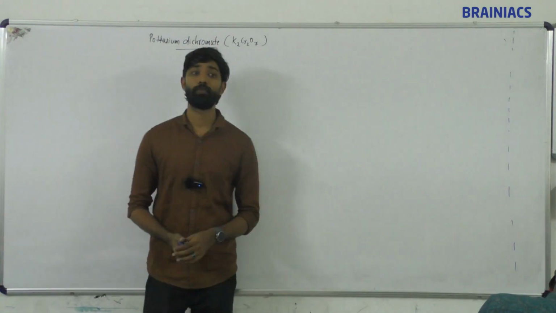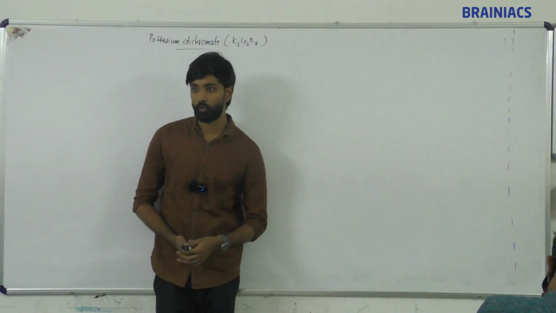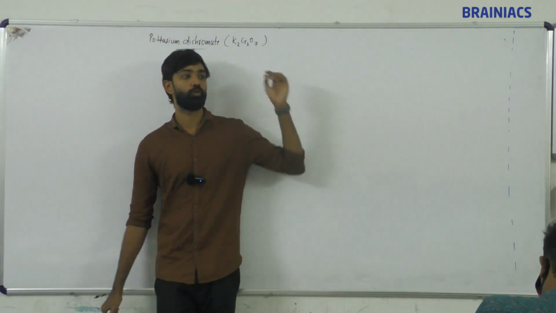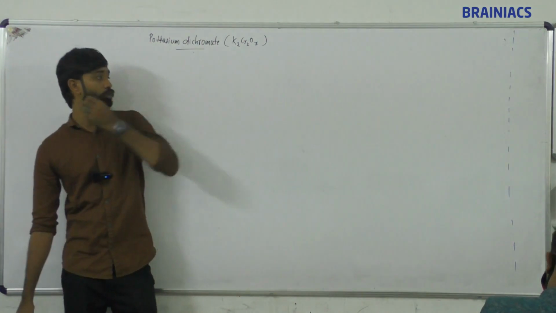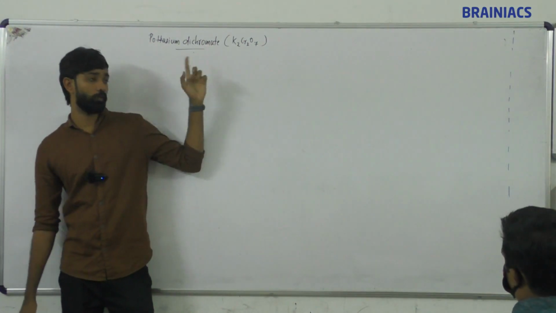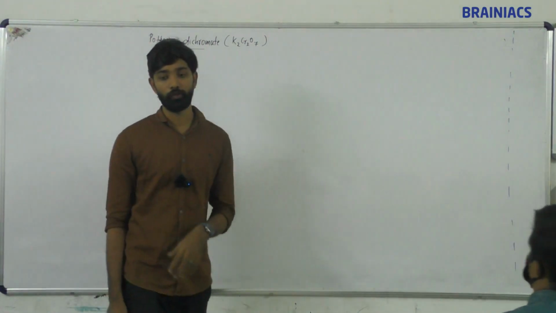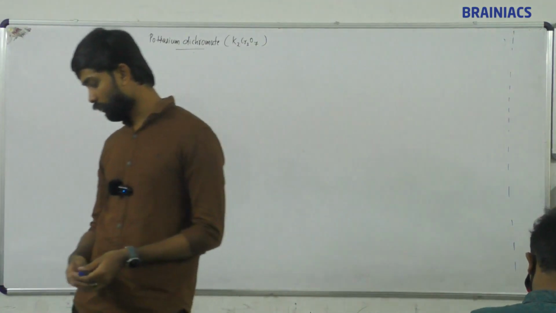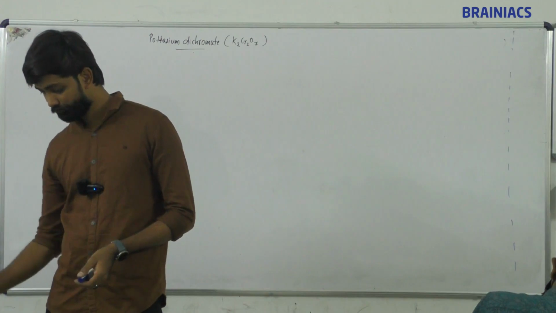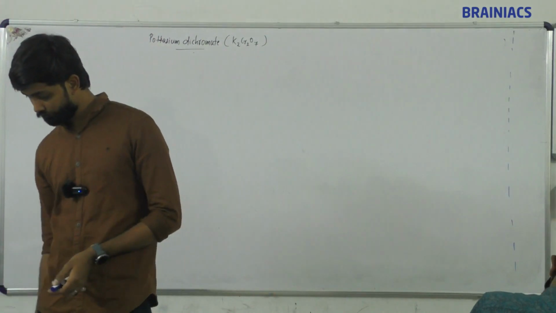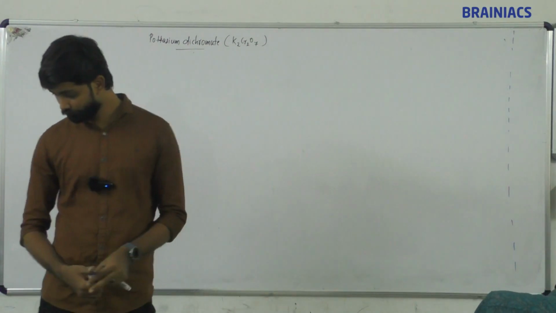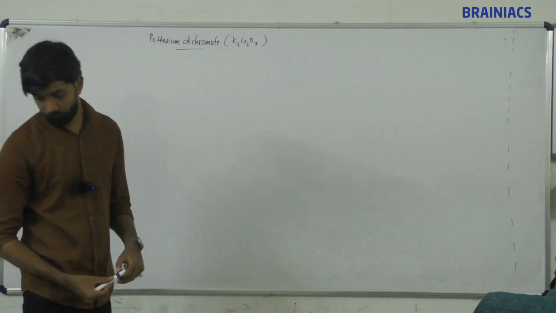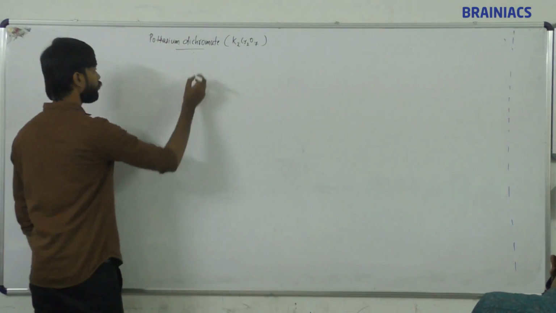And this is prepared from chromite ore. So the extraction or the preparation of dichromate is from chromite ore. So first point, prepared from chromite ore.